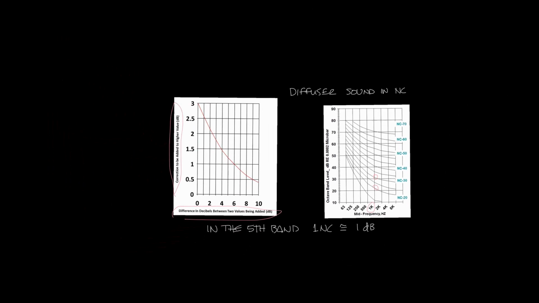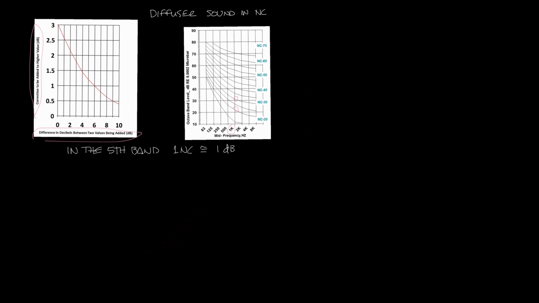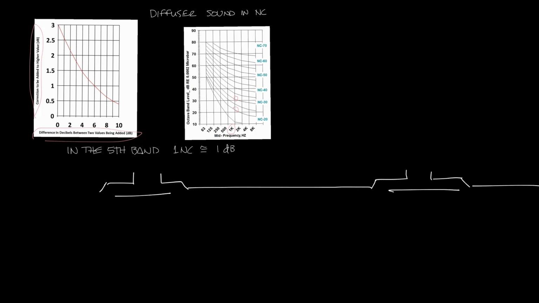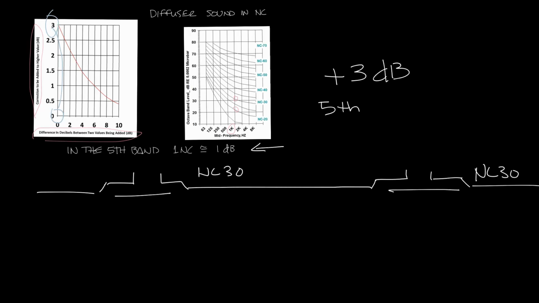So let me make a little bit of room here. Now let's say you have two diffusers in a space that are NC30. So let me draw two diffusers in the ceiling. And they're both NC30. Okay, so again, remember that in the 5th band, 1 NC equals 1 dB. And the difference between our two NC30 diffusers is 0, so that means you add 3 dB. Again, it's the 5th band, so that's approximately 3 NC.